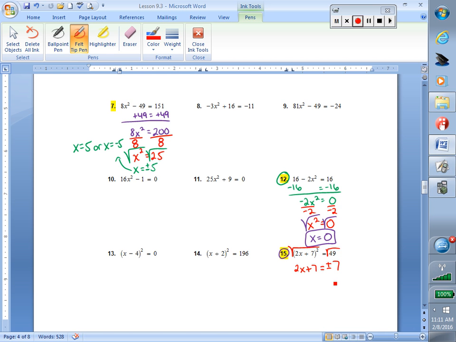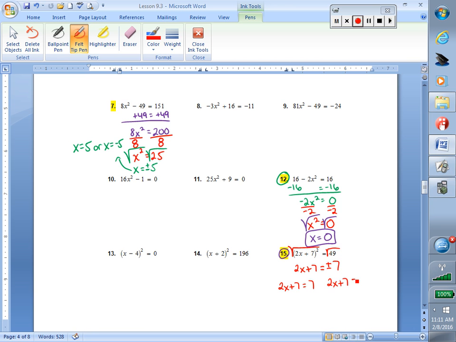Now if you think, Miss Golly, how are we ever going to solve that? I've got that plus minus thing. I'm not real sure about that. So let's break apart that plus minus into what it means. So let's split this apart. So we have 2x plus 7 could equal positive 7.